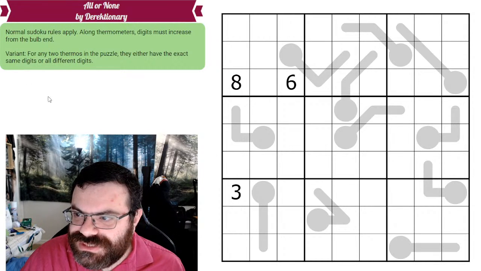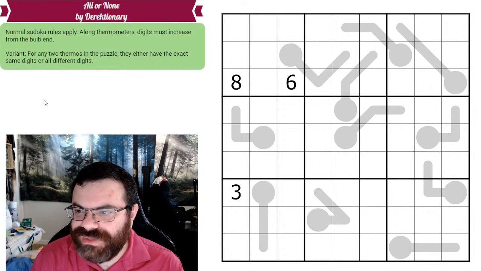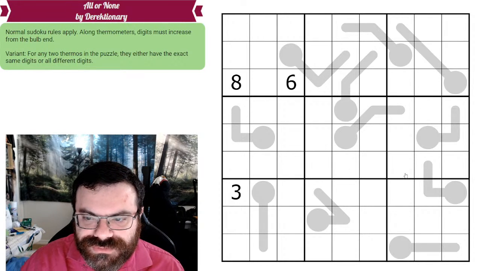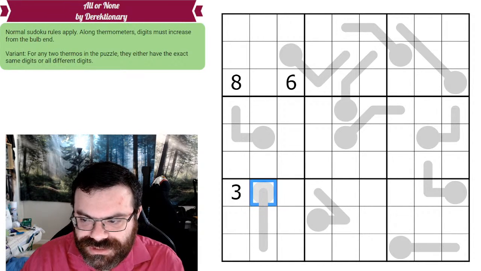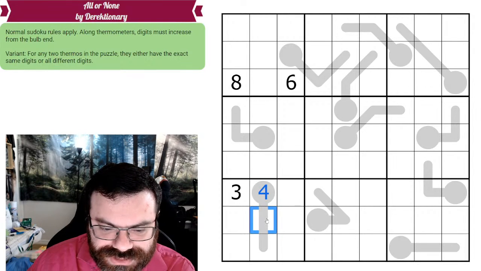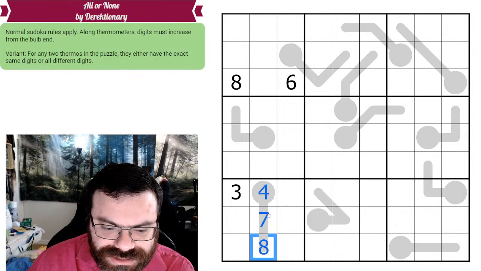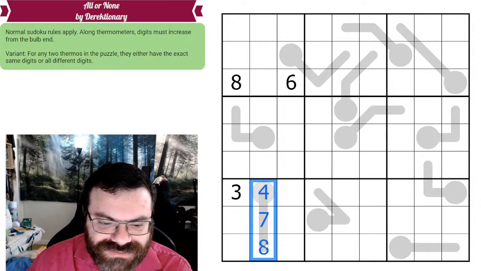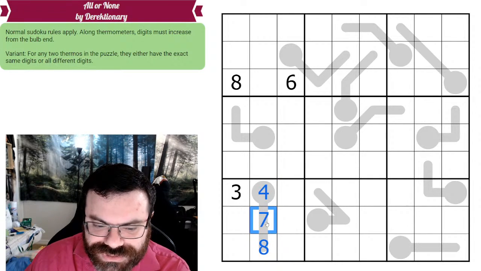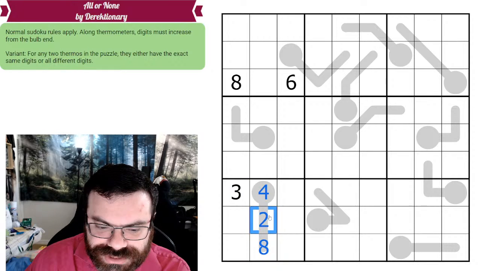So, this is All or None by Derektionary. We have normal Sudoku rules and normal thermometer rules. So normal thermometer rules mean that, say I put a 4 here, I have to strictly increase. So this could go to say 7, and then it could increase by 1 if it wanted, to 8. That would be a valid thermometer. What I can't do is, for example, go down to 2 here, because that's less than 4.